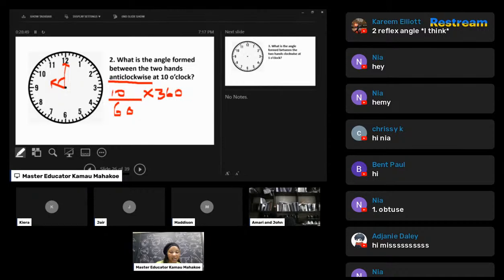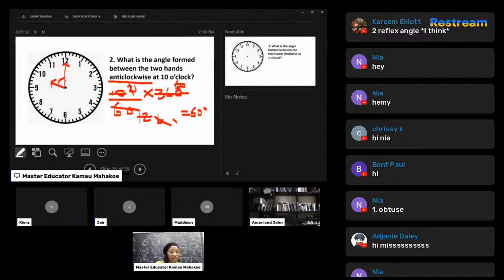Or we could say 2 hours out of the full 12 hours. And if we cancel this, we see that 5 into 10 is 2, and 5 into 60 is 12. Same thing, right? 2 into 2 is 1, 2 into 12 is 6, so you get 6 over 6, which is 1, and 6 times 360 gives you 60. Right, so the measurement would be 60 degrees. So when it is 10 o'clock, the anti-clockwise angle from 12 to 10 is 60 degrees.